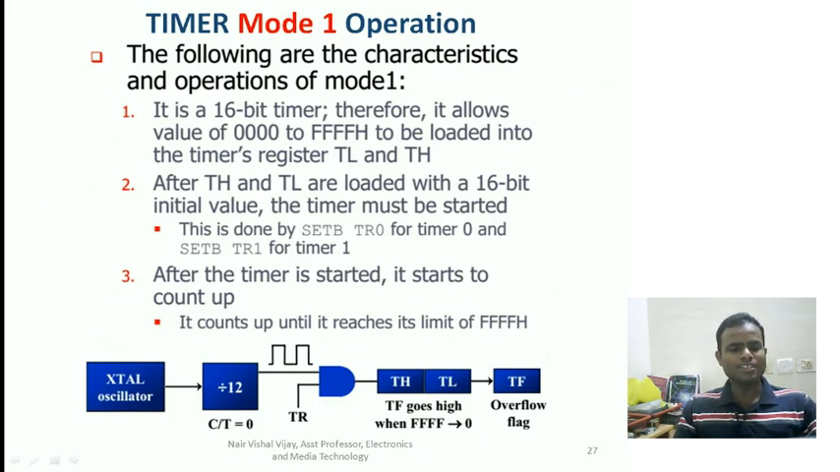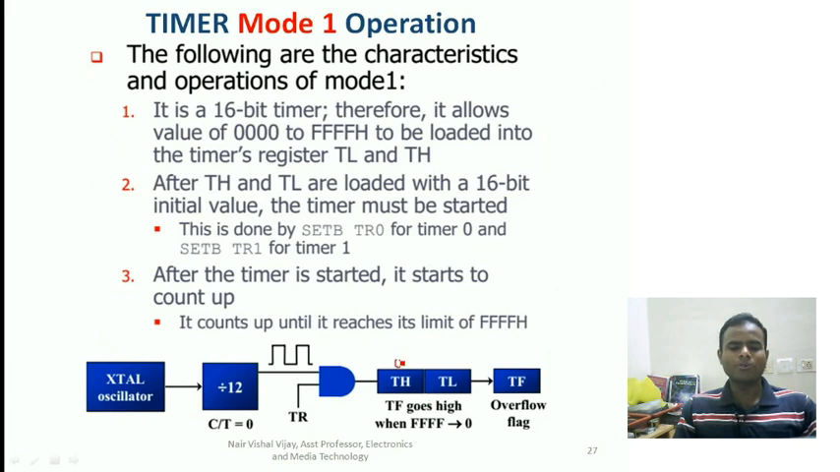As you can see in the structure of a mode 1 timer operation, the oscillator frequency is divided by 12, provided your counter/timer bit is set to 0, and then if the timer run bit is set, your timer starts counting. And from what value to what value can it count? It can count any value from 0000 to FFFF.